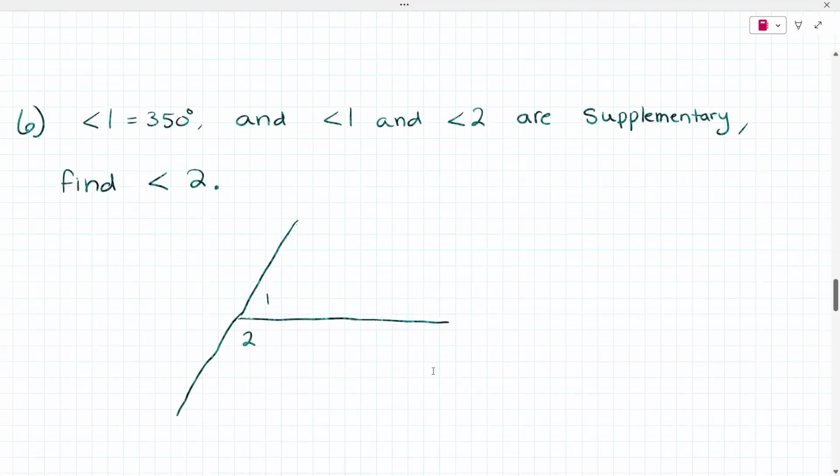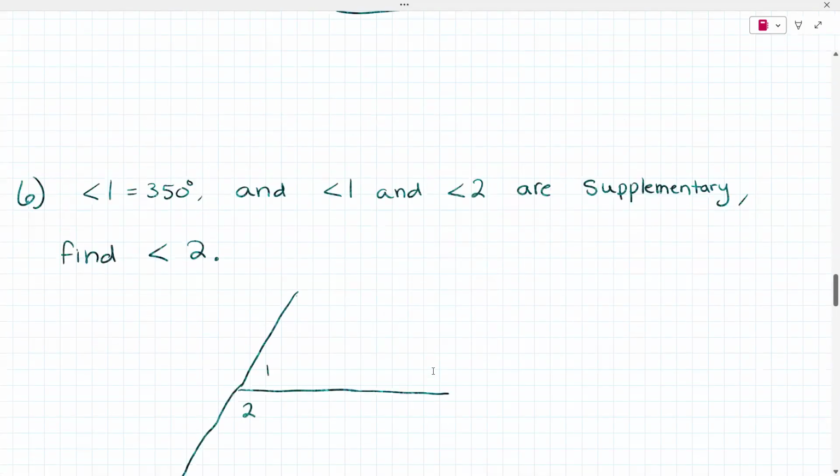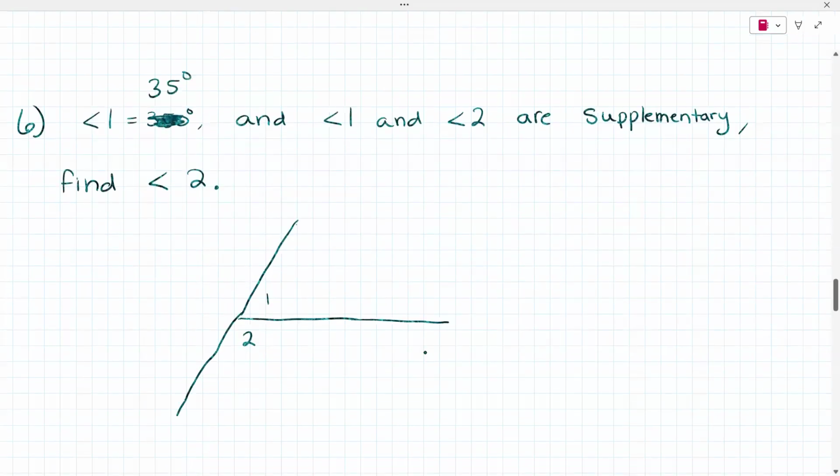Okay, let's do 6. If angle 1 is 350 and angle 2 are supplementary, find angle 2. Is that right? No, that's a mistake. Angle 1 is not 350 degrees, it's 35 degrees. That's much better. So if angle 1 is 35 and angle 1 and angle 2 are supplementary, find angle 2.